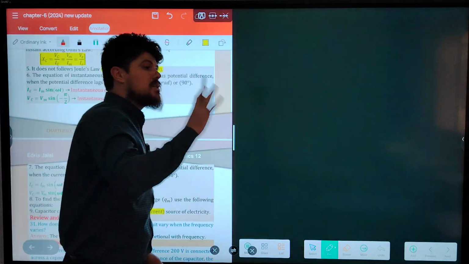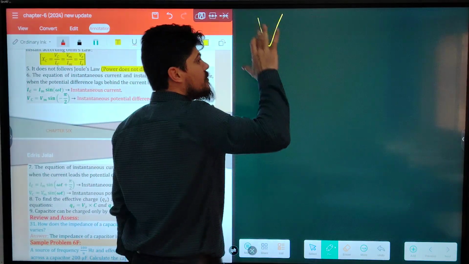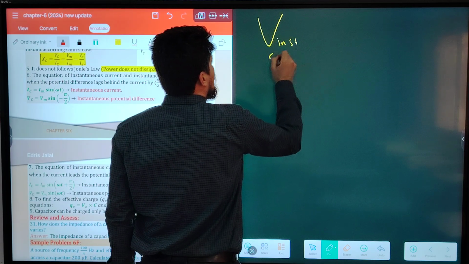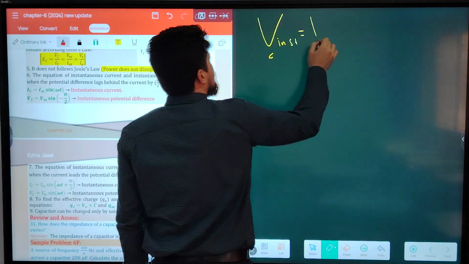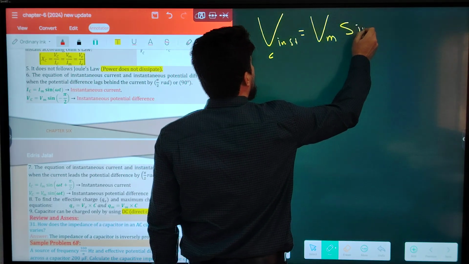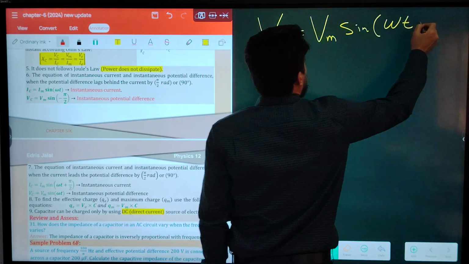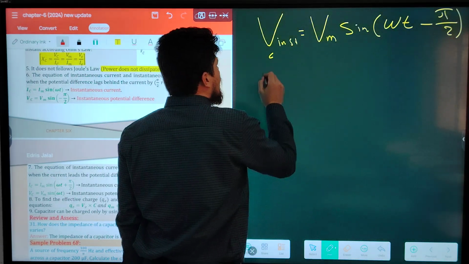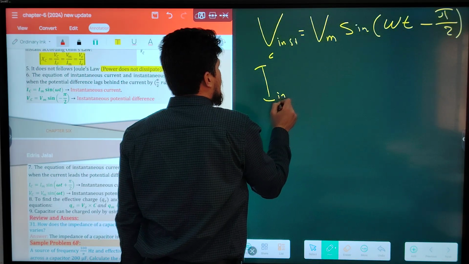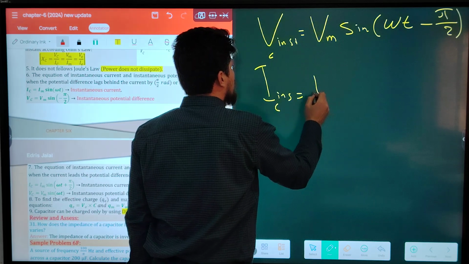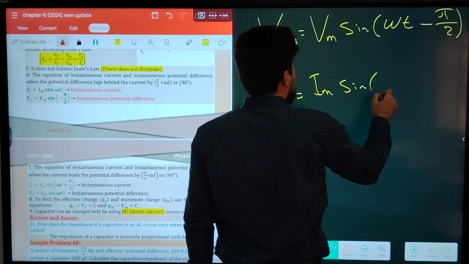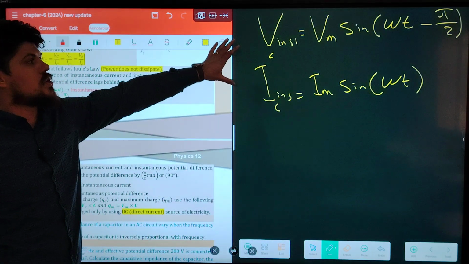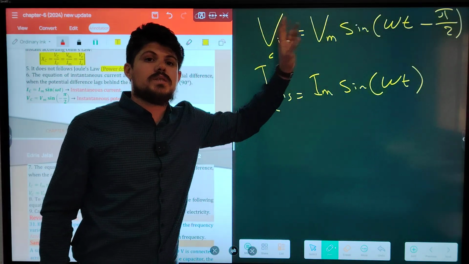The equation of instantaneous potential difference, because potential difference lags behind the current in a capacitor, becomes V = Vm sin(ωt − π/2). And instantaneous current across the capacitor is equal to what? I = Im sin(ωt). When is this equation correct? If the question says the potential difference lags the current.